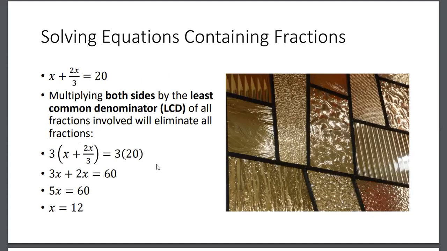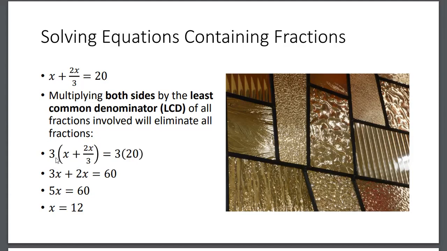Solving equations containing fractions. The same equation we just solved doing a combination. There's a more effective, general way: multiplying both sides by the least common denominator, the LCD, of all fractions involved will eliminate all the fractions from an equation. There's only one denominator here, 3, so the LCD is 3. Multiply both sides of this equation by 3. You have to use parentheses on the left-hand side because it's not a single term, it's a binomial.